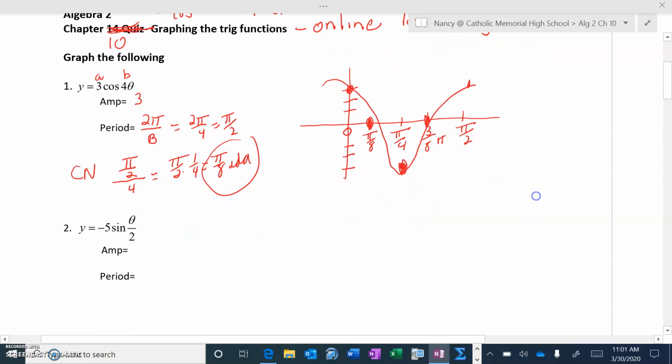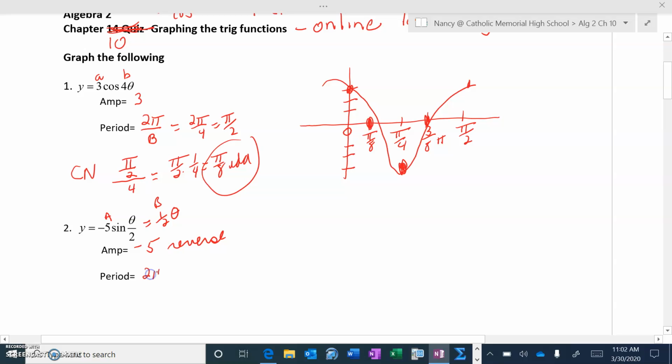If I look at my next example, again, this is my A number. It happens to be -5, which means my graph is going to reverse. It's going to go upside down, just like all our functions have done. When the A is negative, they flip upside down. And this is the same as 1/2 theta. So my b number is 1/2.